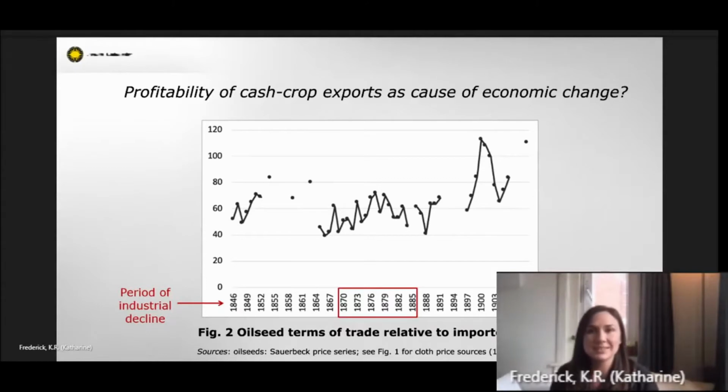So then let's have a look at the second part of the argument that's made by theorists who focus on global markets. That is that the profitability of cash crops is really driving the decision of households to abandon industries and instead focus on cash crop exporting.